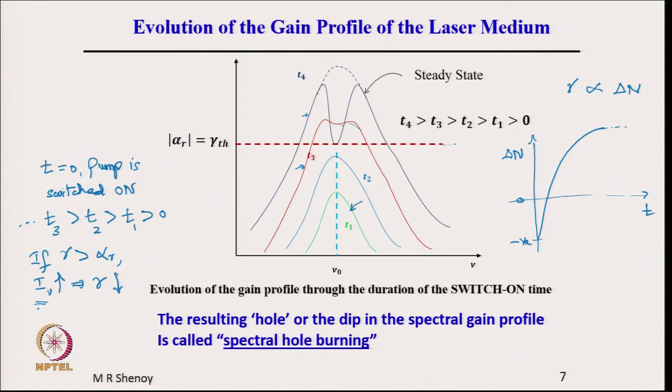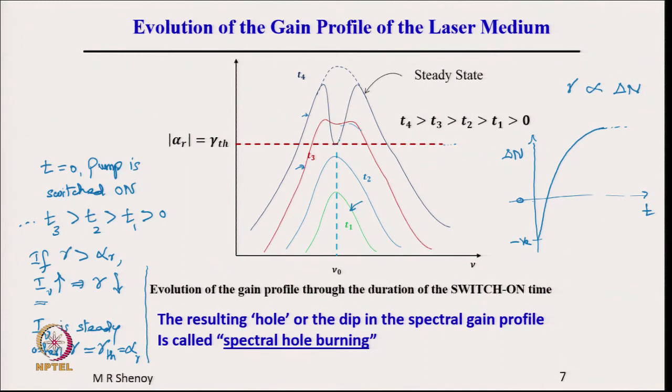As I nu builds up, the gain gets lowered and finally gets clamped to its threshold value, because at threshold value there is no net amplification, gain is exactly equal to loss and I nu remains steady. So, these details we discussed in the last lecture. I nu becomes steady when gamma gets clamped to its threshold value, gamma threshold, which is equal to alpha r.